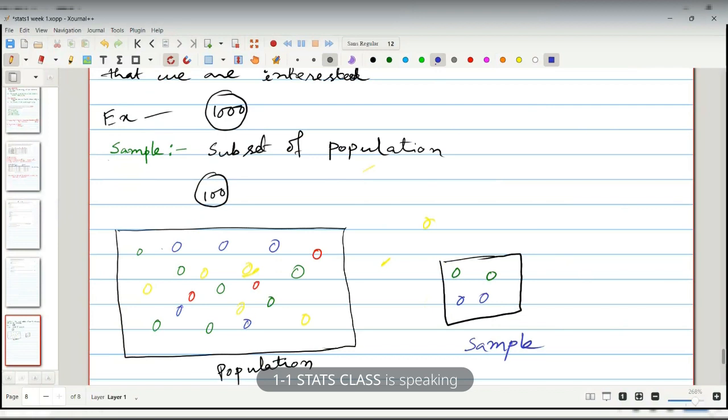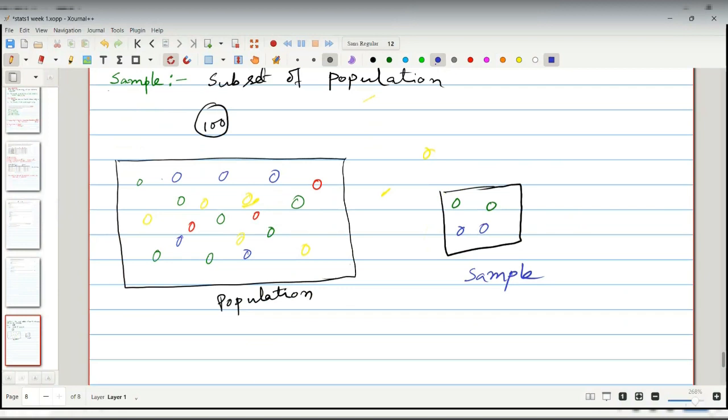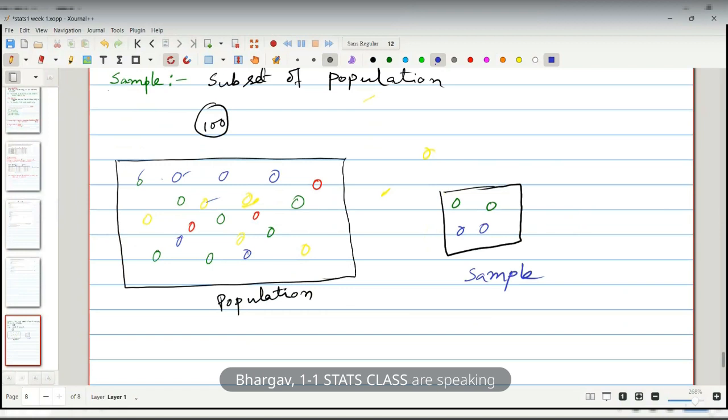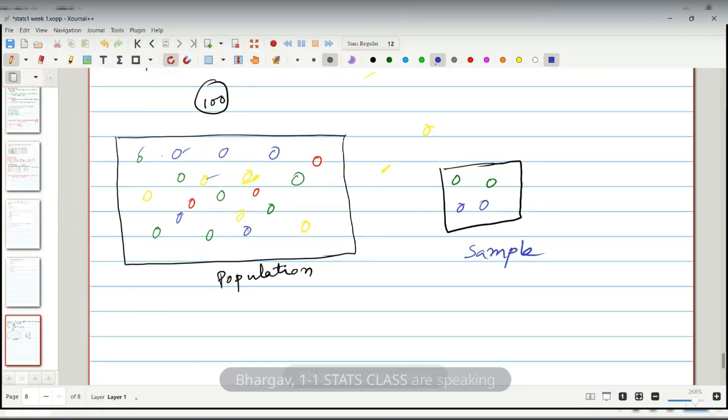Now tell me, is this sample a good or bad representation of the population? Here the different colors are the different departments of a college. Let's say green is mathematics, blue is English, yellow is humanity, like this. From this population we collected this sample. So we can say this sample is not a good representation of the population because all the departments are not present in this sample, right? Yes. So this sample is not a good representation of the population.